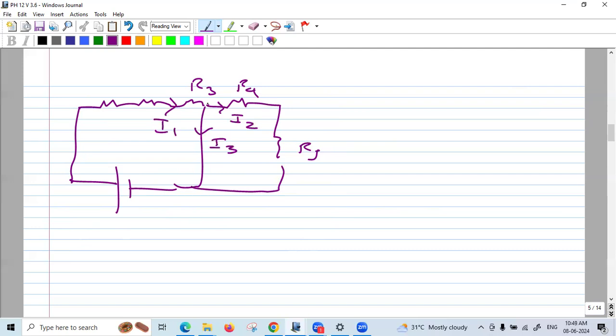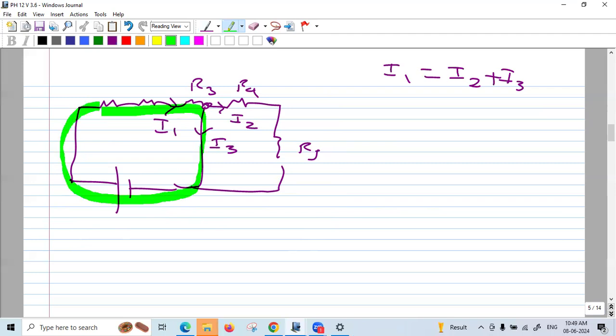So at this point, if you use the junction rule, I1 is the current flowing in, and the currents flowing out are I2 and I3. So this is the junction rule. And here I can consider two loops. The rule is applicable for any loop. So I can take this as the first loop, loop number one. And this is also a closed path. Any closed path is a loop. So this is the second loop. So I can apply Kirchhoff's loop rule to any loop.